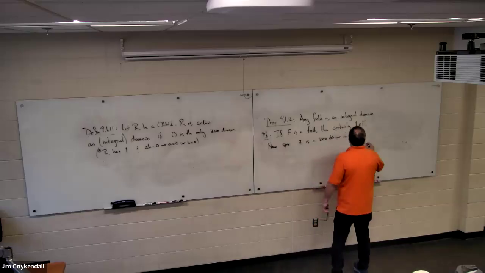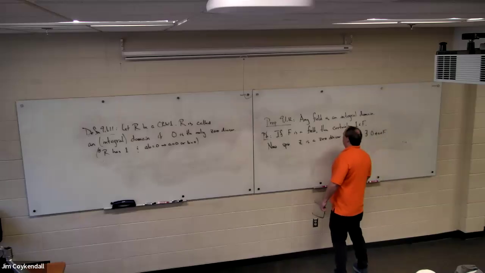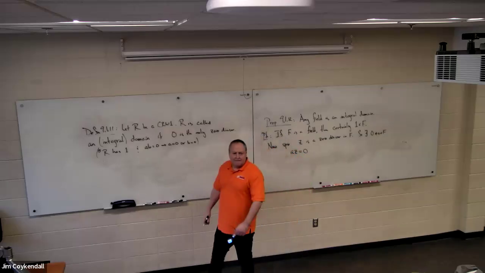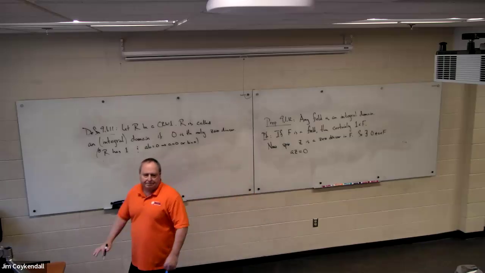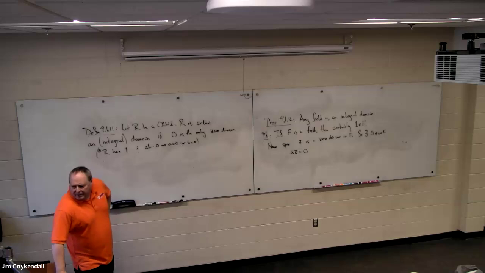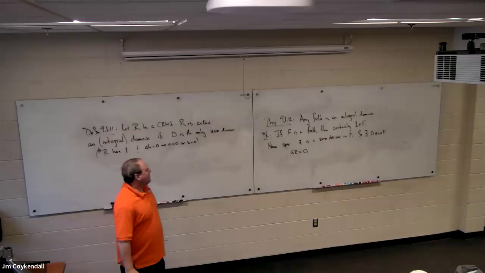This means there exists a non-zero A in F such that A times Z equals 0. Do we agree? That's what it means for Z to be a zero divisor. You have to be able to find some non-zero thing, in this case I'll call it A, such that A times Z is 0.